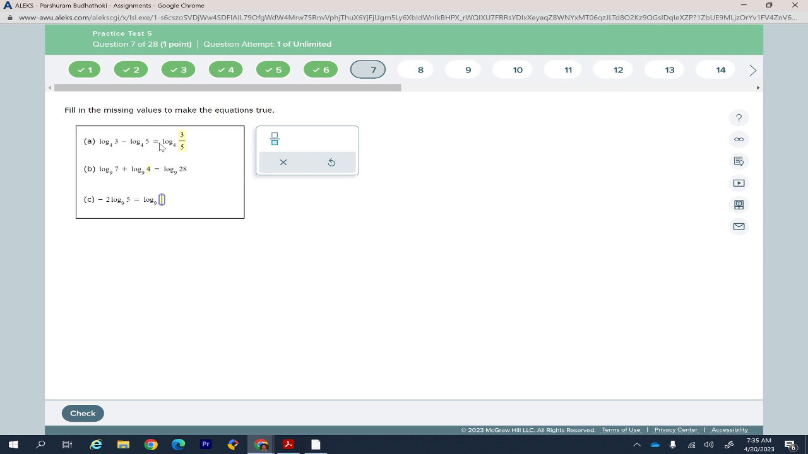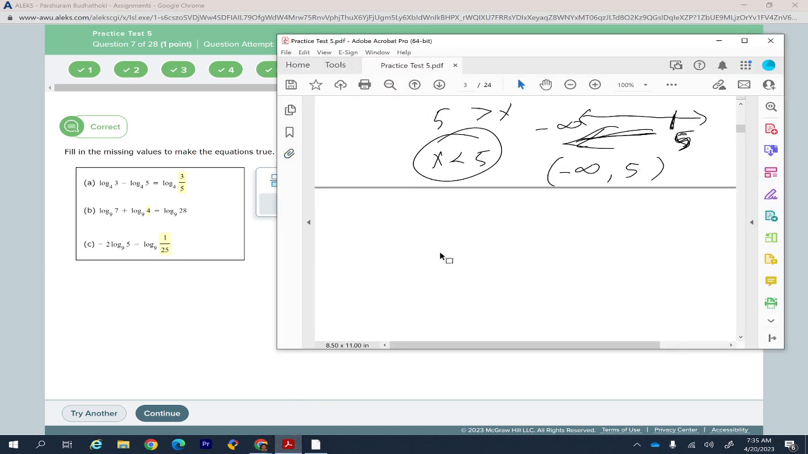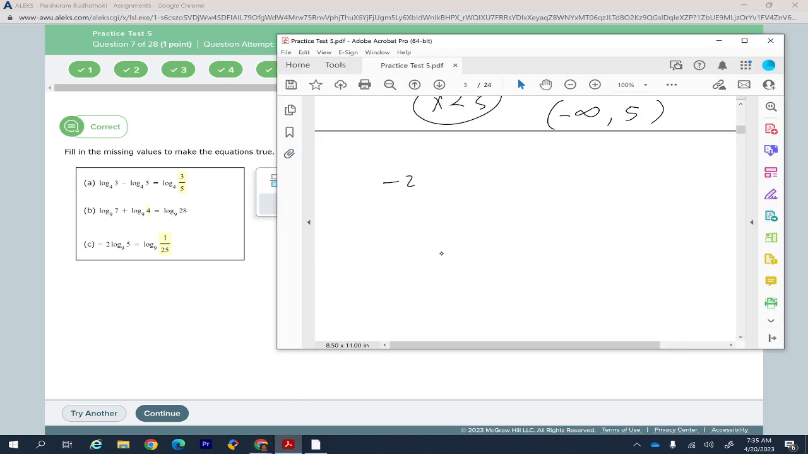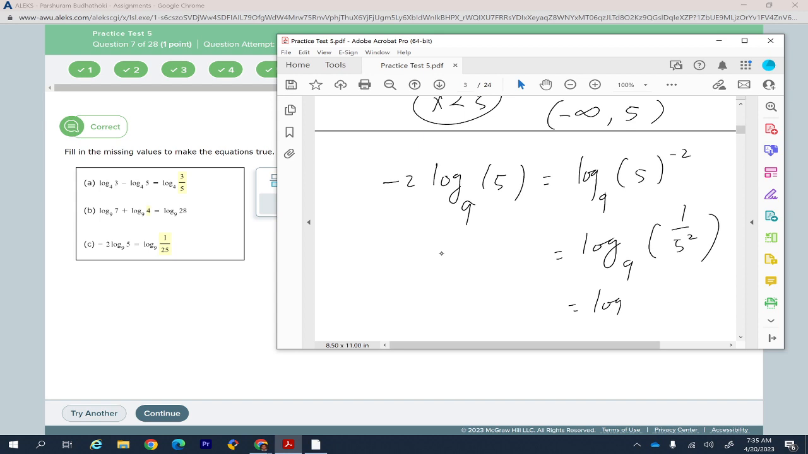So, you have to go over the properties of the log function. This is the power rule. 5 to the power negative 2 is 1 over 25. One more time, the last problem I'm going to show you. Negative 2 log base 9 of 5 can also be written as log base 9 of 5 to the power negative 2, but 5 to the power negative 2 is 1 over 5 to the power positive 2, which is eventually 1 over 25. That's the power rule.